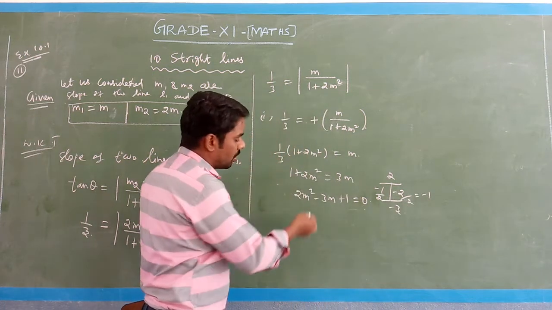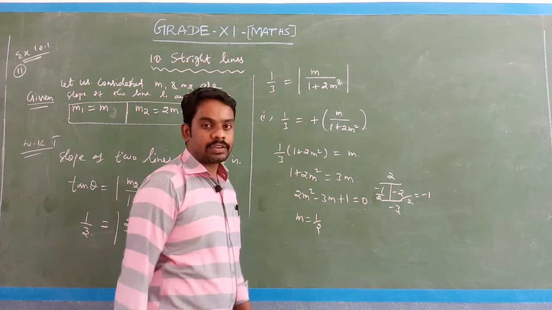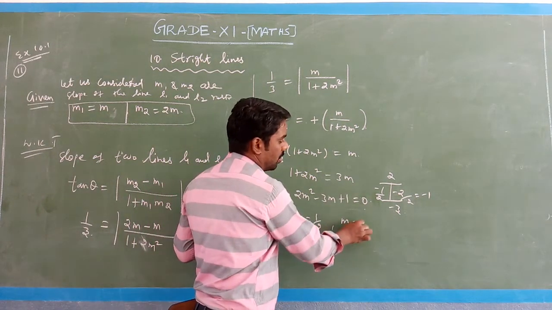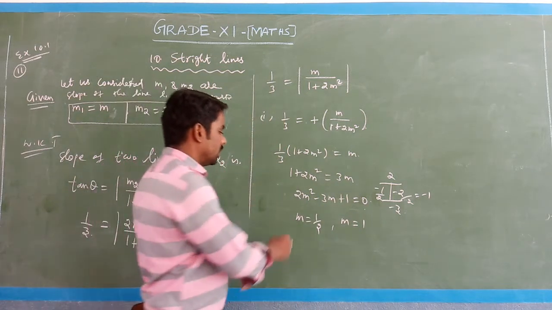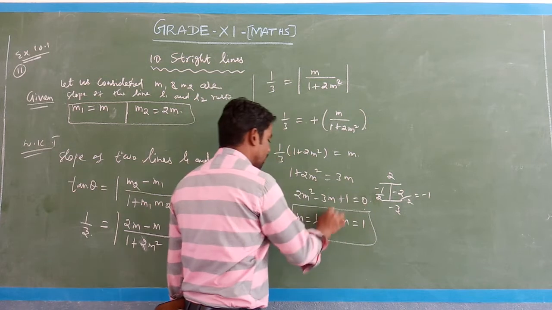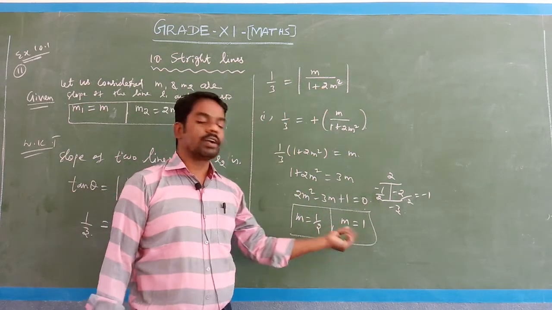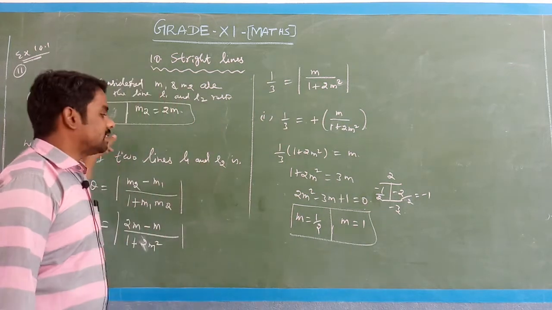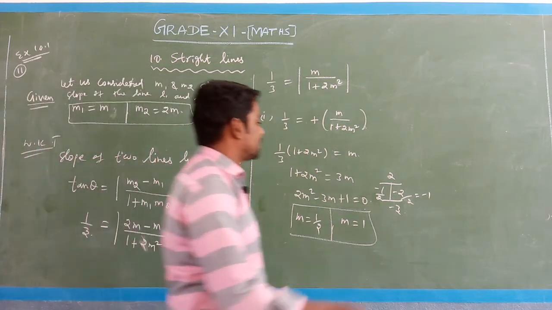So m is equal to plus 1 by 2 and m is equal to 1. These two values are positive. So the slopes for the two lines are m equal to 1 by 2 and m equal to 1. Next, case 2.